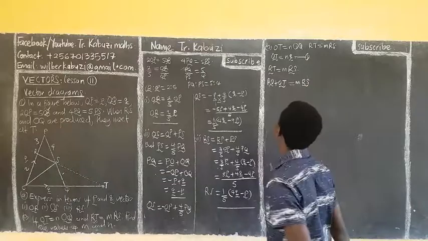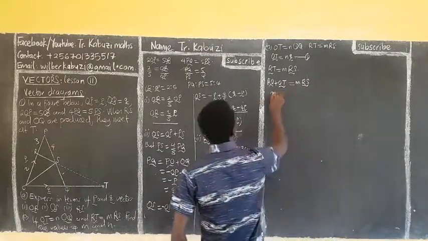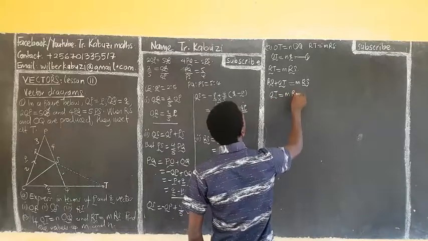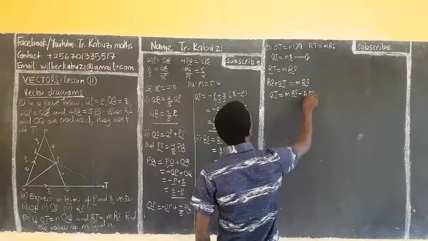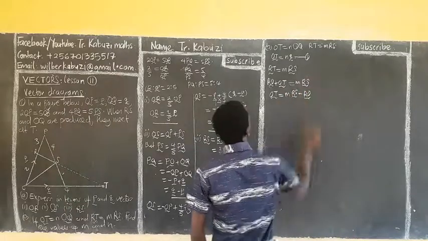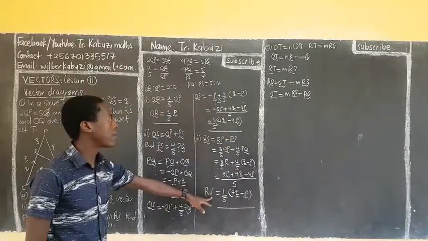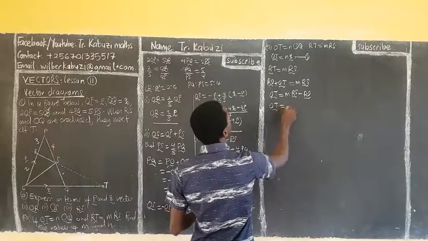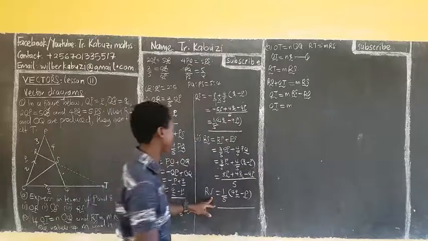Now we substitute these vectors. Now if I make this the subject, my OT will be equal to m RS minus RO when I take this side. Now, do we have RS? Yes, we have RS already here. Now my OT will be m into RS. RS is here.